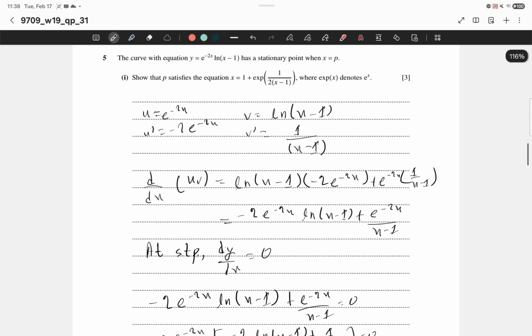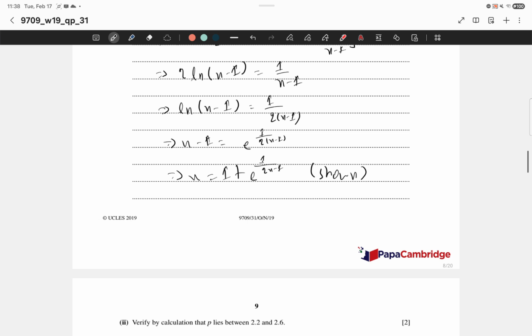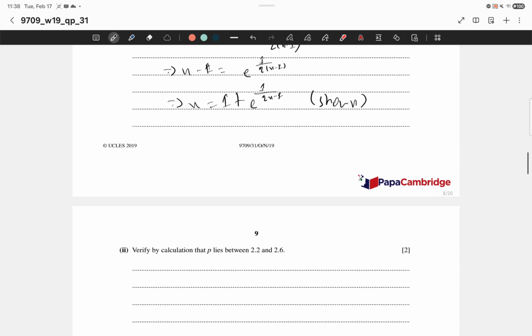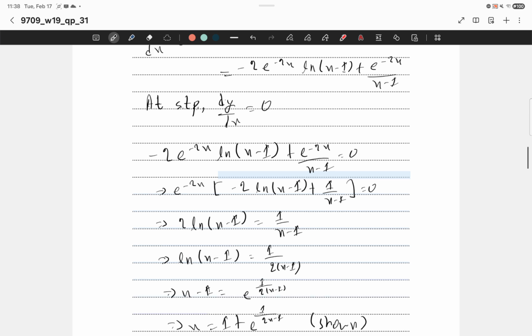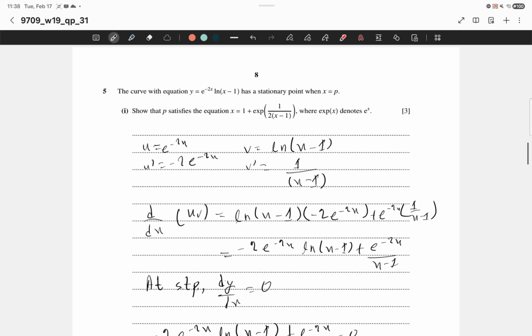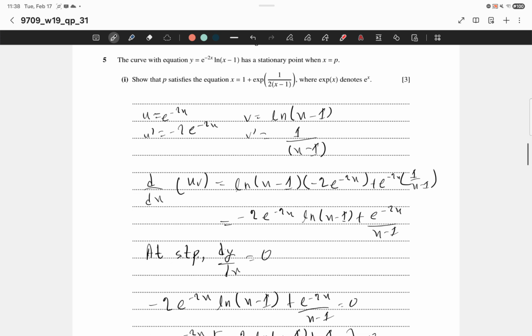So yeah, we need to verify by calculation that the root lies between 2.2 and 2.6. Sorry. Why is it lagging? Okay. So it should be like ln x minus 1 minus.